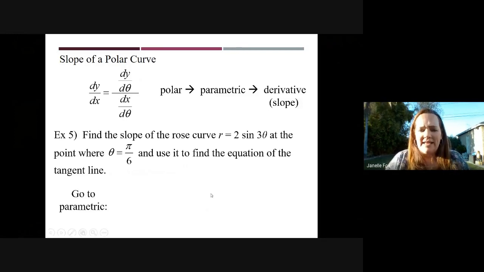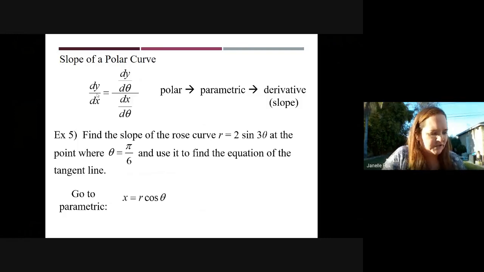If we're going to write the equation of a tangent line, we're writing it in Cartesian, so we need everything in terms of x's and y's. Not a problem, it just takes a minute. The first thing we're going to do is get to parametric. From yesterday's notes, if you go backwards in your note packet, what we wrote down is that to change a polar graph to parametric, x equals r cosine theta. So the cosine of theta is there.